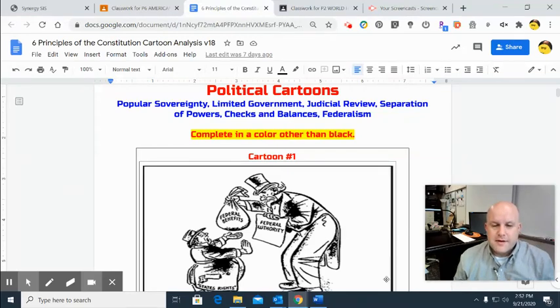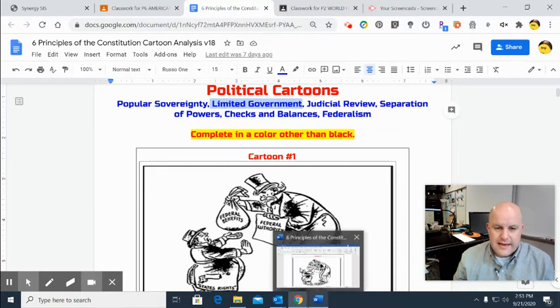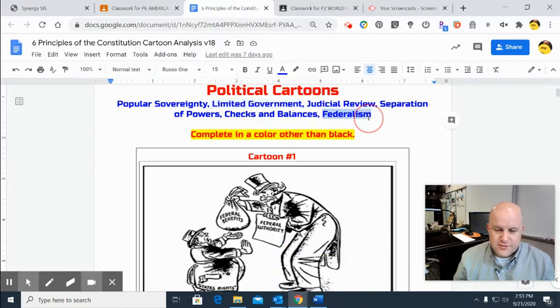Those of you that missed class on Monday, we talked about the different political cartoons and evaluating them, looking at the ideas of popular sovereignty, limited government, judicial review, separation of powers between the branches of government and between the branches of the federal and state governments, as well as the branches within the national government, executive, legislative, judicial, and the checks and balances they have on one another. The idea that government can only be limited in its scope and in its powers, and then the idea that federalism is the separation between the different levels of government: state, local, national.